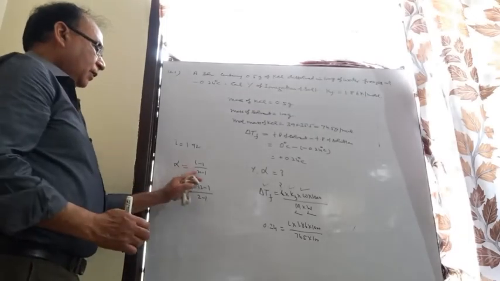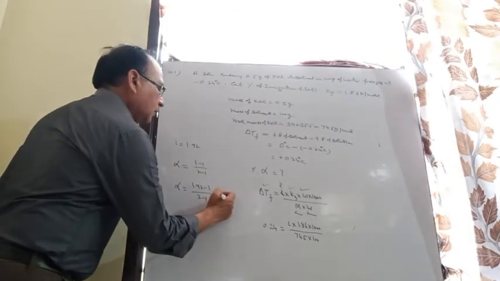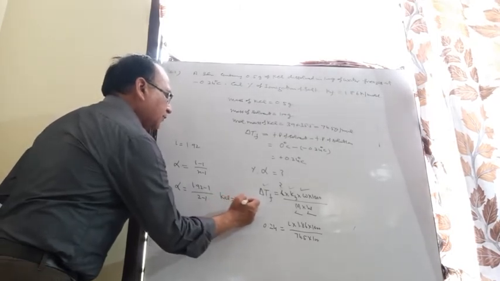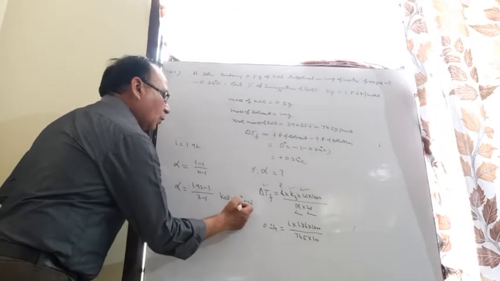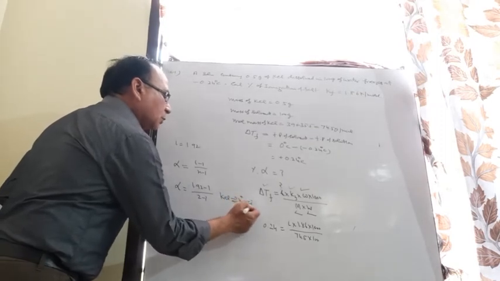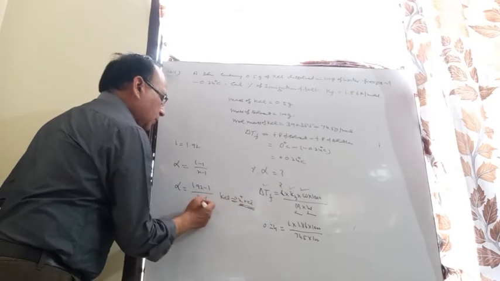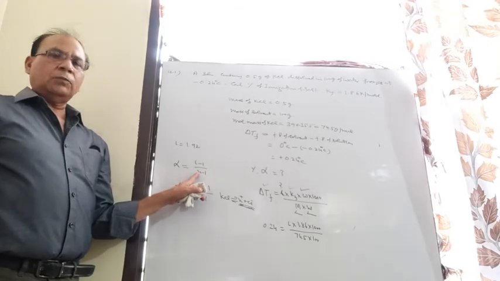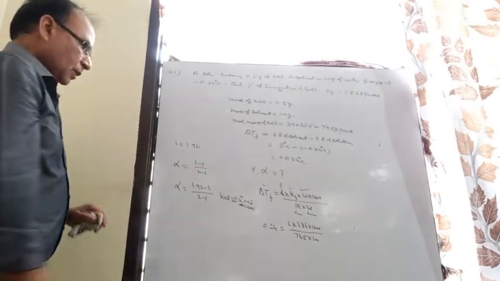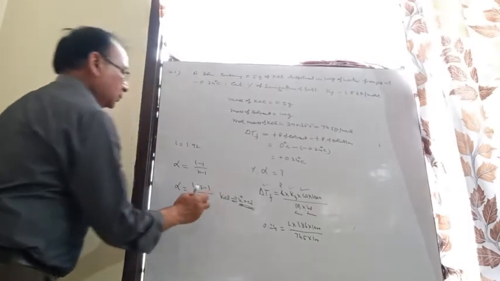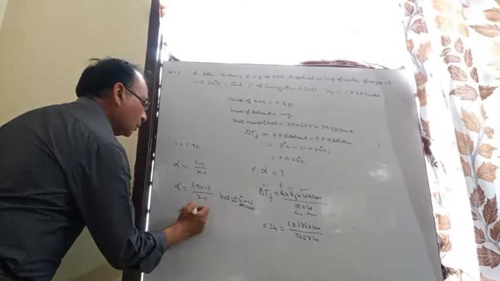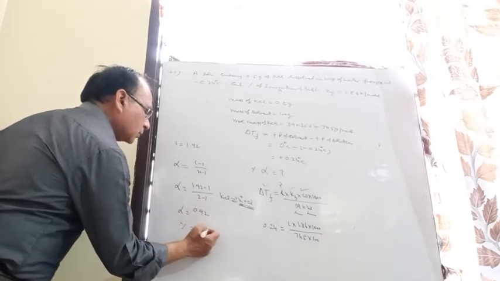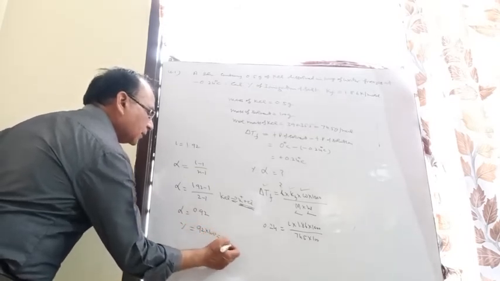How do we get the value of n? Because KCl dissociates into K ion and Cl ion, the number of moles after dissociation is 2. That's why n will be taken as 2, because yesterday we discussed what n is: the total number of moles formed after dissociation. So alpha is equal to 0.92. Percent is 0.92 into 100, so it is 92%.